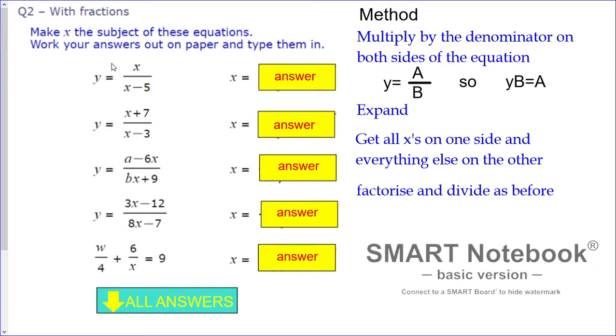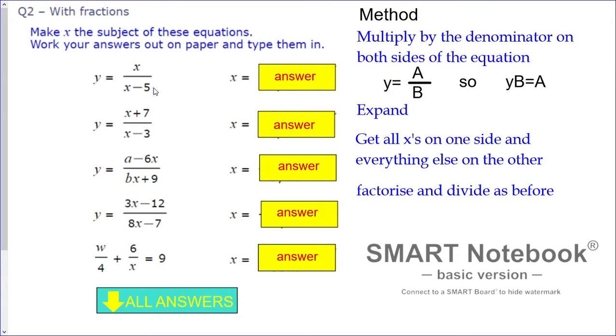Question 2 from the miyimaths homework. I'm going to do a few examples here for you, and we'll see if you can go back and get a better score on the miyimaths task. So, the question is, make x the subject of these equations. The first one I'm going to do is y equals x over x minus 5.